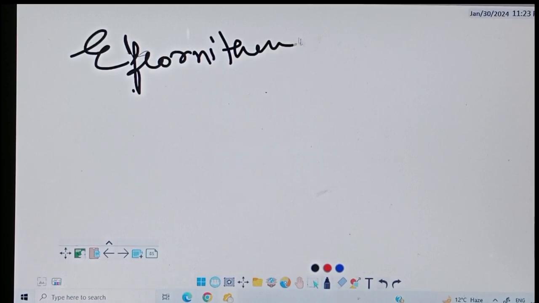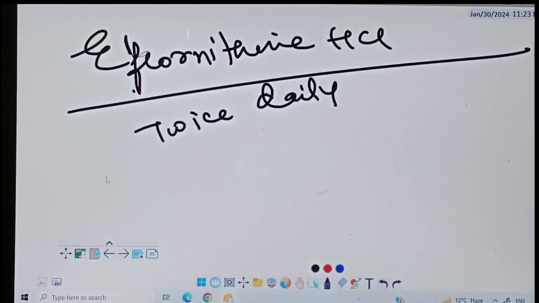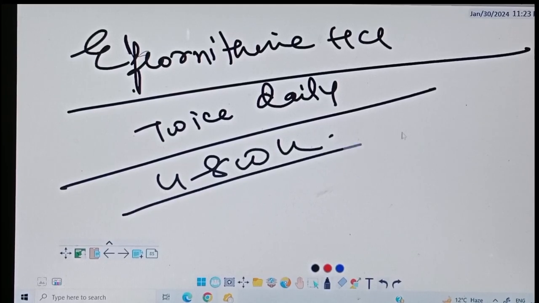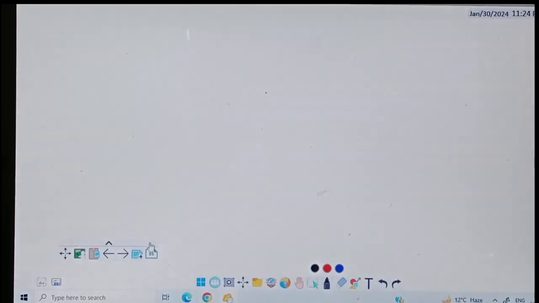Next, we can also use a topical cream, that is eflornithine hydrochloride. And how do you use it? We use it twice daily. For getting visible results, you have to use it for 4 to 8 weeks. But this is not a permanent solution. It does not permanently reduce the hair.